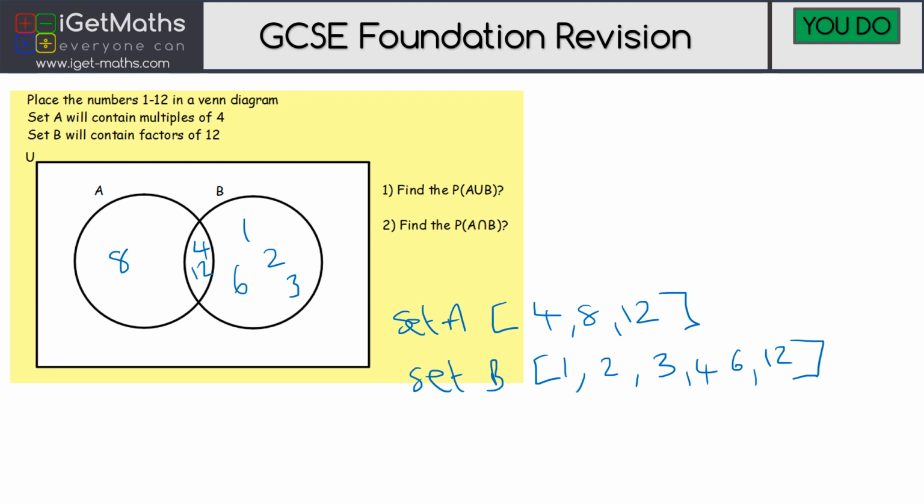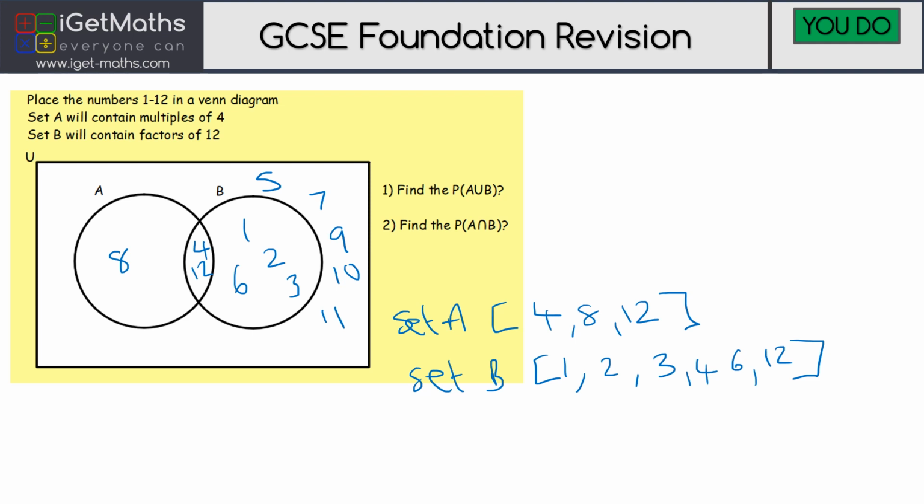in the middle. And then don't forget, for the universal set, we need the rest of the numbers. So we've got 1, 2, 3, 4, 5 would go on the outside. We've got 6, we need 7. We've got 8, we need a 9. We haven't got 10, and we haven't got 11. So all those other numbers are on the outside to make up the universal set.